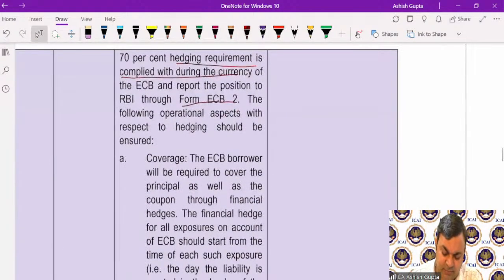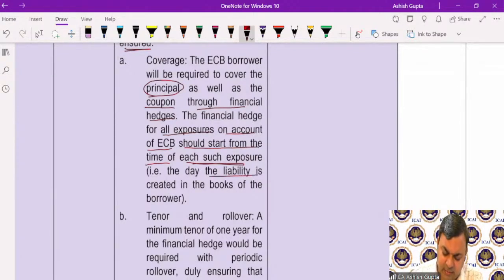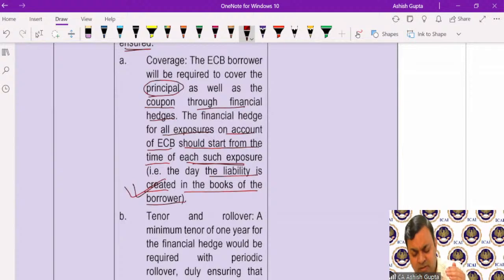The following operational aspects with respect to hedging should be ensured. First is coverage. The ECB borrower will be required to cover the principal as well as the coupon through financial hedges. Interest rate. The financial hedge for all exposures on account of ECB should start from the time of each such exposure, that is, the day the liability is created in the books of the borrower, right? This is the important point. The hedging transaction will start from the day you book that transaction in the books of the borrower.